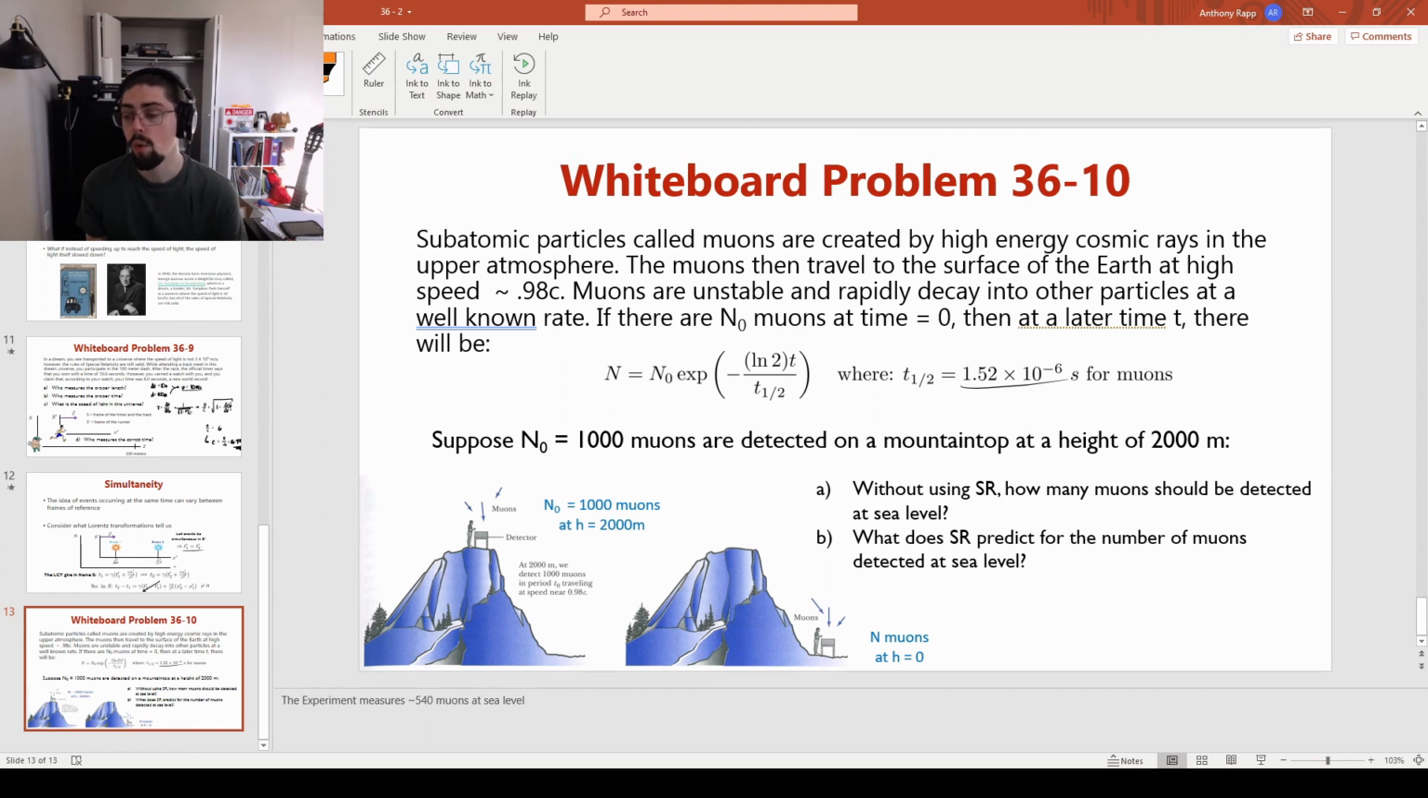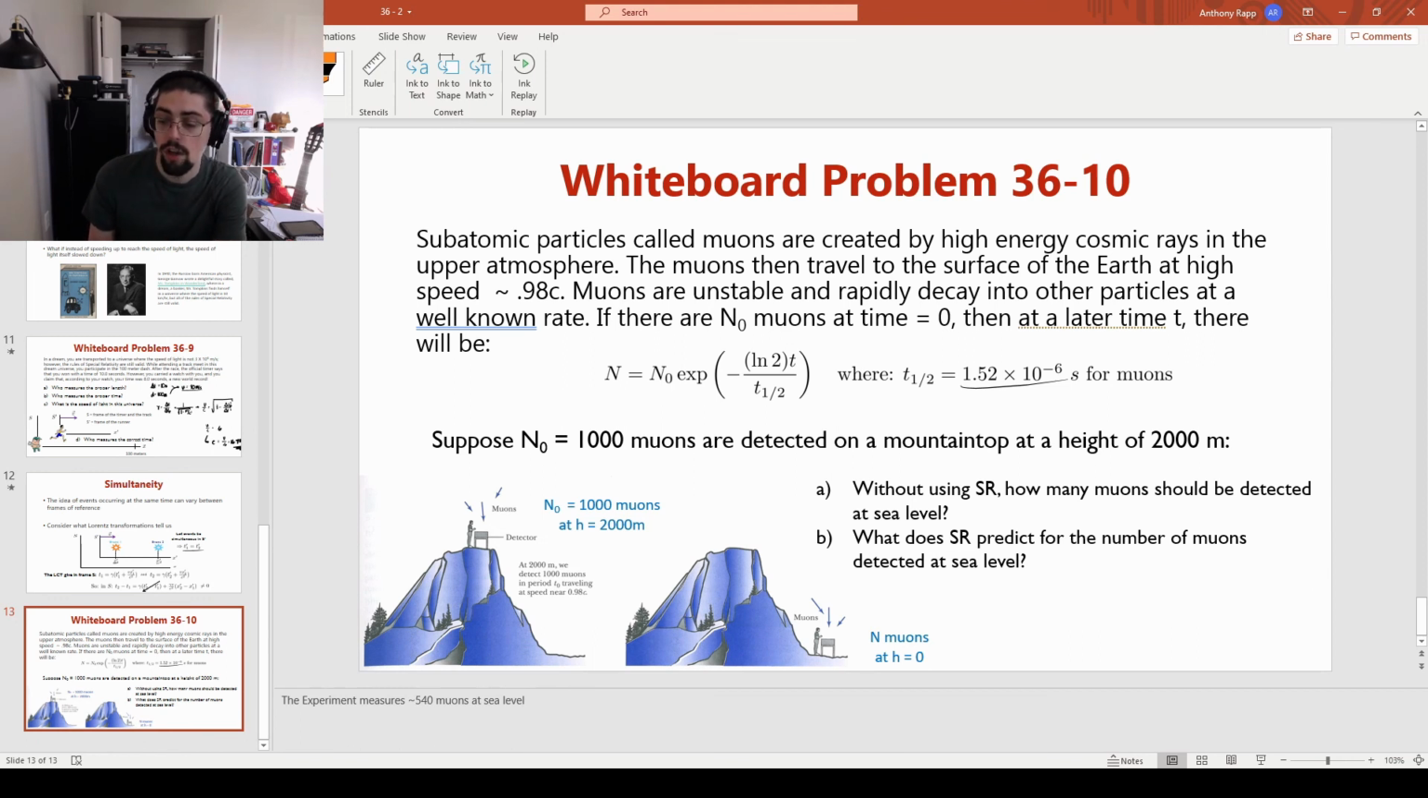So, without special relativity, take our old classic Galilean transformations. How many muons should be detected at sea level? And then, take special relativity. Imagine that this lifetime is not the lifetime that we should be measuring, but the lifetime from the perspective of the muon, or the proper time. With special relativity, how many muons do you expect to find now?